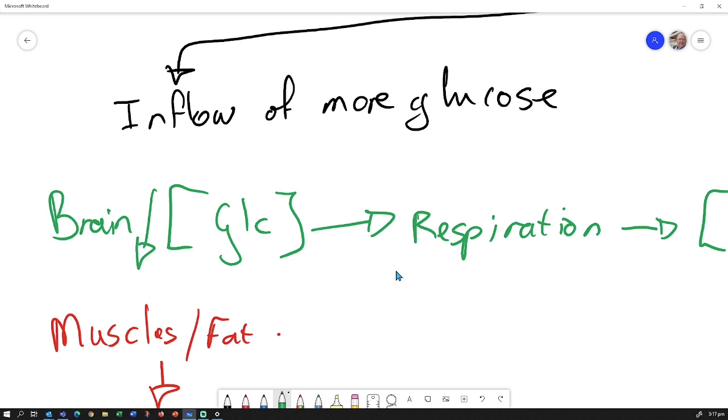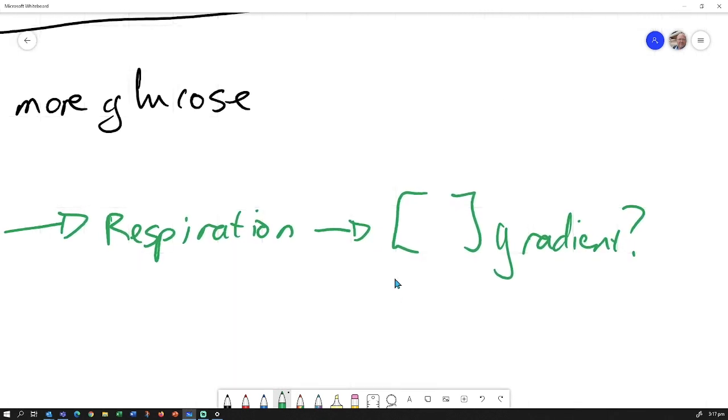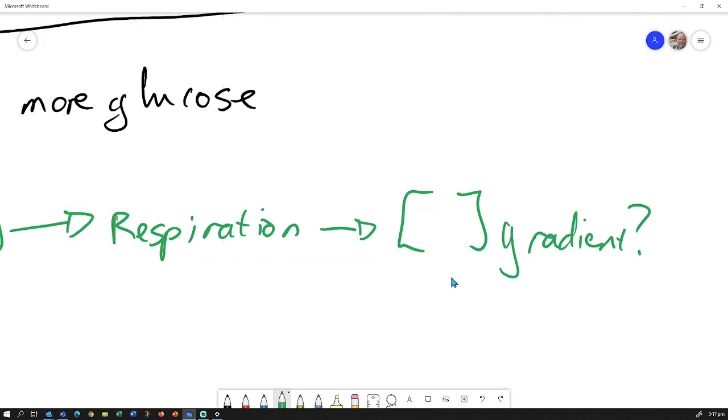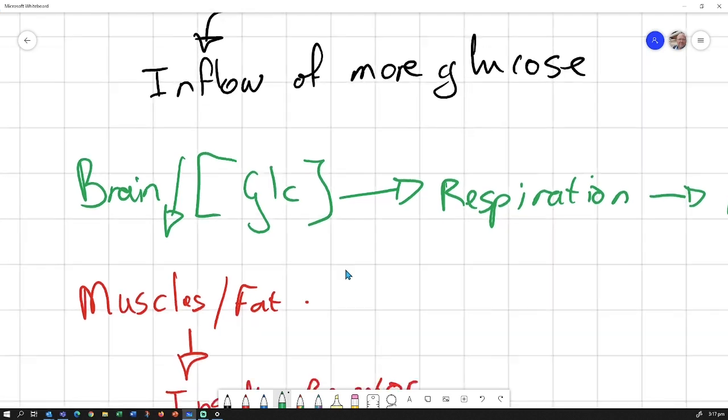All that energy goes to your brain. So the glucose in the brain, the way that your concentration inside the cells is going to decrease is simply by the brain doing respiration. That then creates the concentration gradient, and when there's a concentration gradient, the glucose will flow into the brain cells.